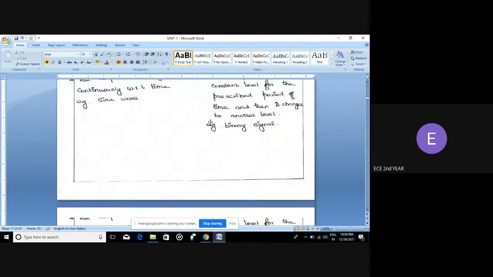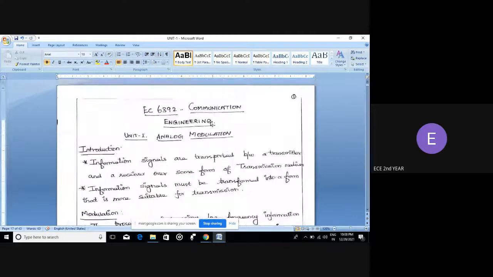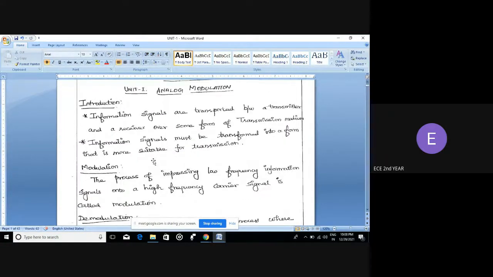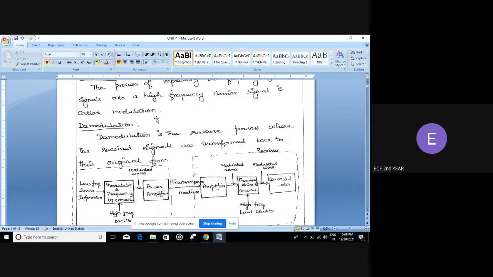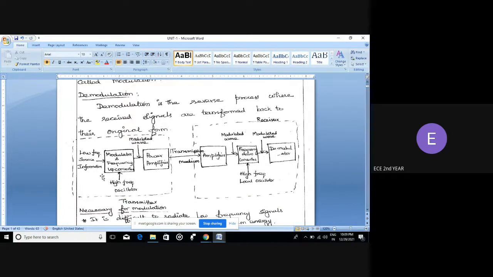First, we have seen some introduction to communication systems: how the information signals are transmitted by a process called modulation, and what should be done for the information signal before transmission. And what is demodulation? Demodulation is the reverse process of modulation, which is needed to get back the information signal again. This is the block diagram of the communication system. You see one transmitter and one receiver, and the components used in the transmitter and the components used in the receiver.